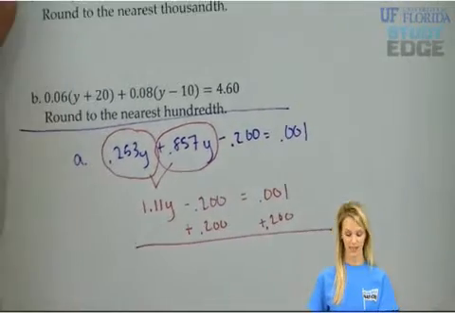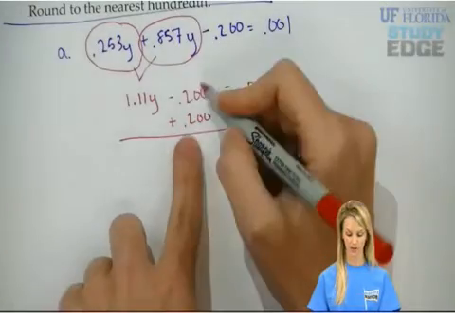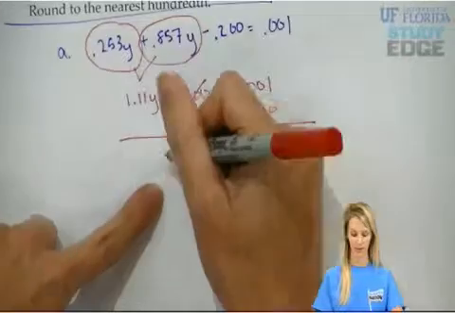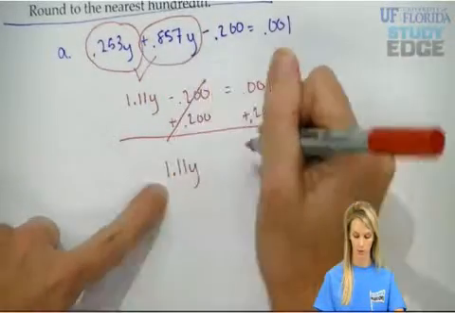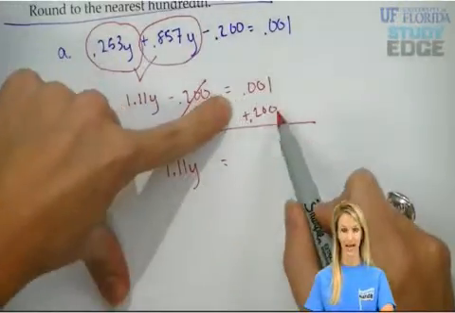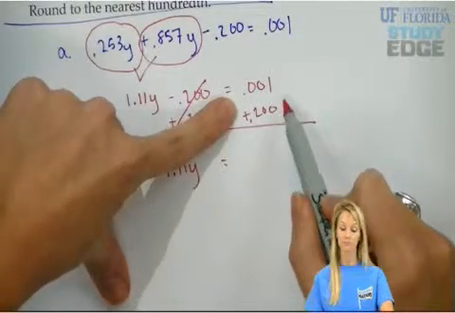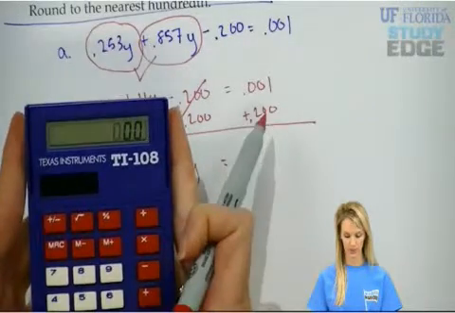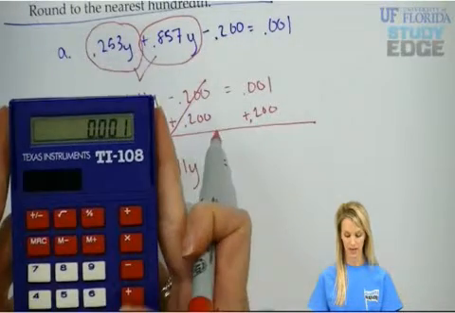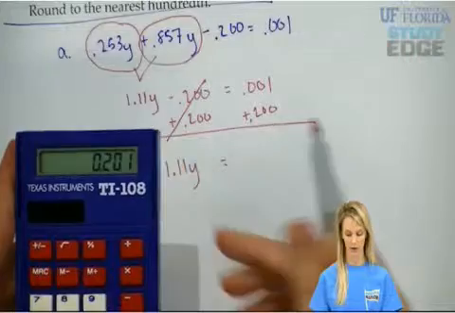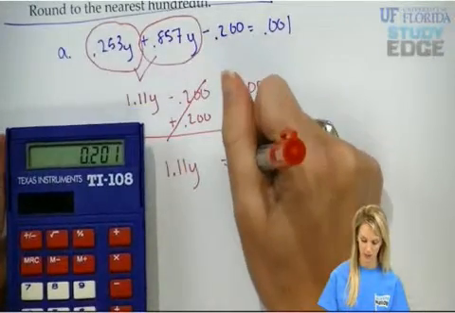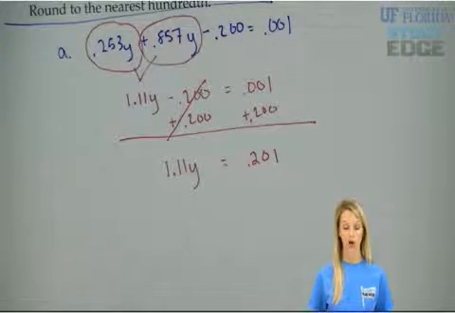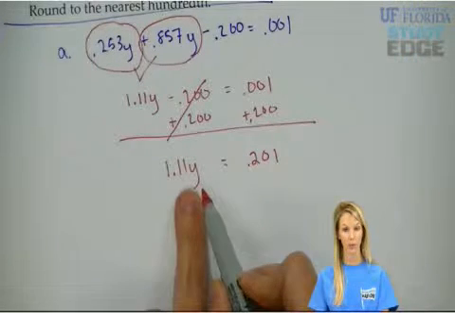All right, let's see what this gives us. This negative 0.20 and positive 0.20 cancel out. No term for me to combine this with on the left, so I get 1.11y equals, can I add these two together? Are they like terms? Yeah, I'm going to add. 0.001 plus 0.2. What does that give me? 0.201. Am I done with this question? No, y is still not by itself. I need to get y by itself.